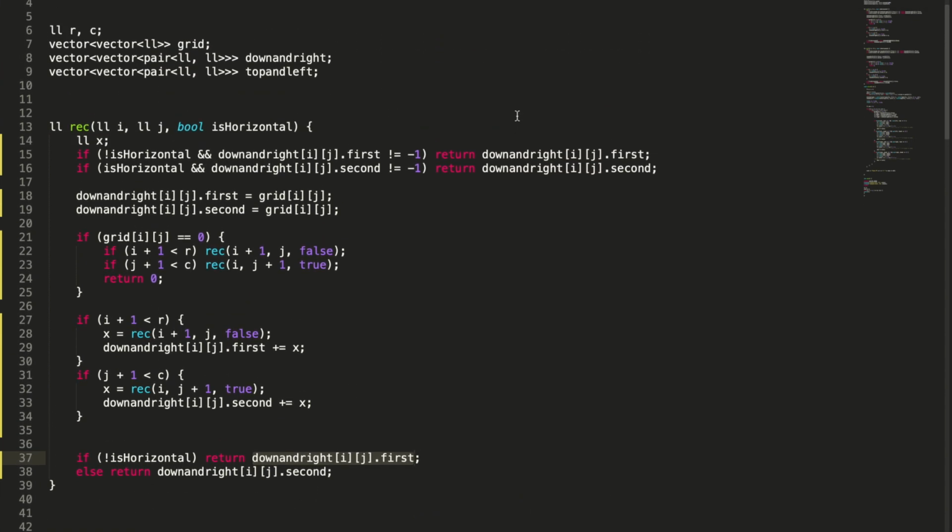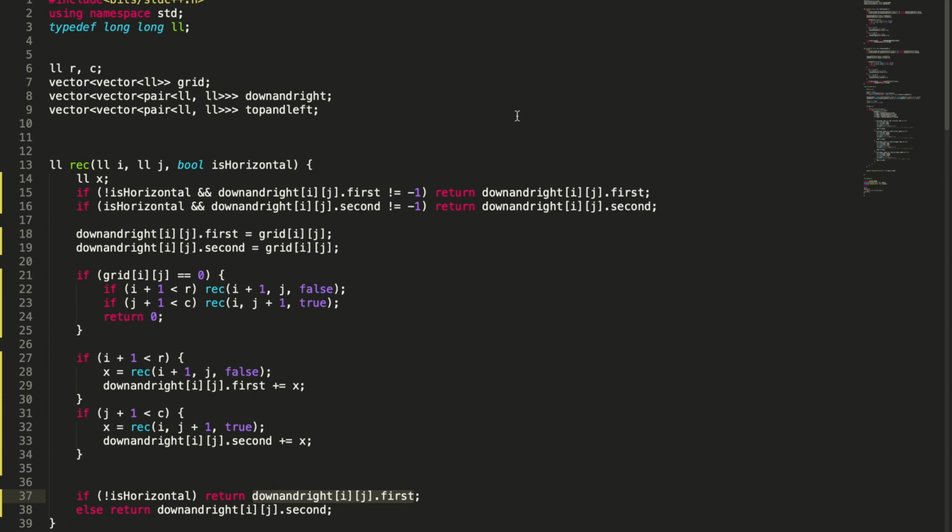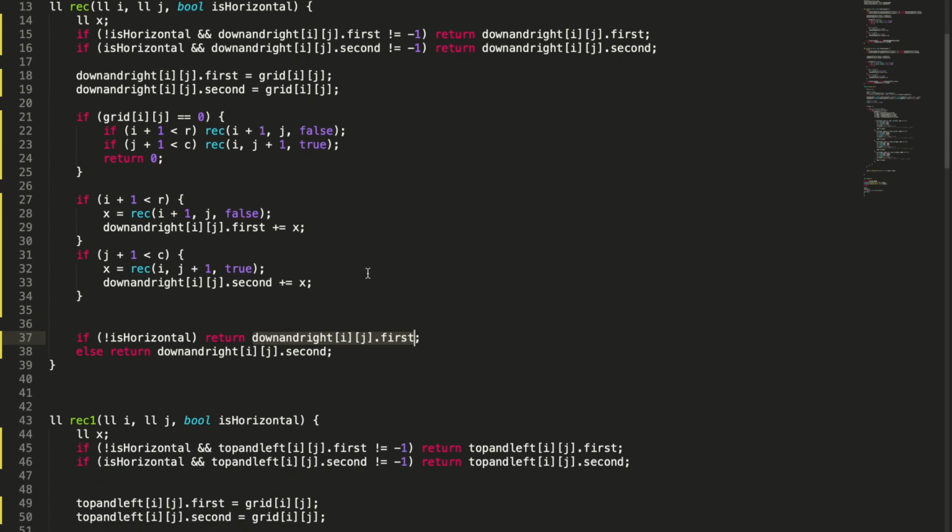So in this manner, the entire matrix will be created, and for each cell in the matrix we will have a corresponding value of consecutive ones to the right and to the bottom. If it's 0, then we will have 0 for both the directions, and if it's 1, then we will have some non-zero value for both the directions.